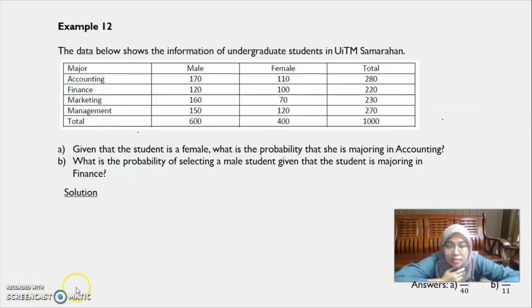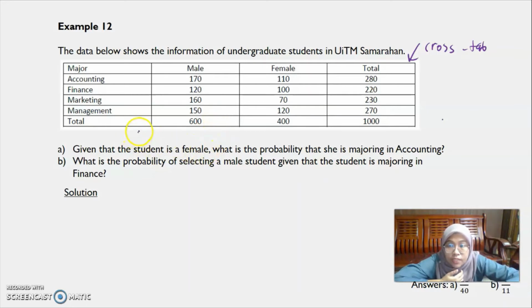Let's try this example number 12. The data below shows the information of undergraduate students in UiTM Samarahan. This is actually a cross-tabulation or contingency table.